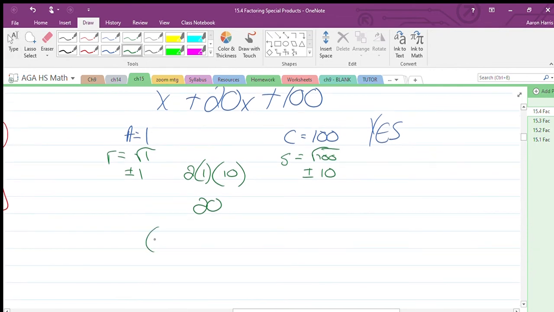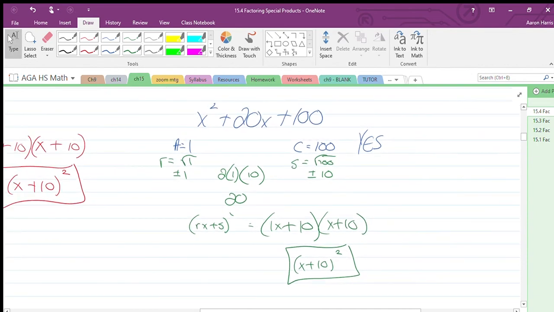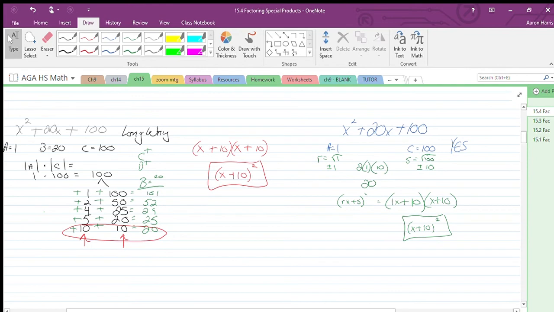I put R, which is, remember, Rx plus S, and I do that 2 times. So here we go. R is what? 1. X always goes in the first one. What's my S? 10, a positive 10. So I get X plus 10 again, and if I write that, I get X plus 10 squared. I don't have to figure out all these factors and everything else. I already know what it is. It's less work for me. So shortcut.